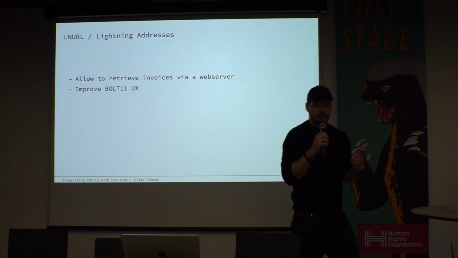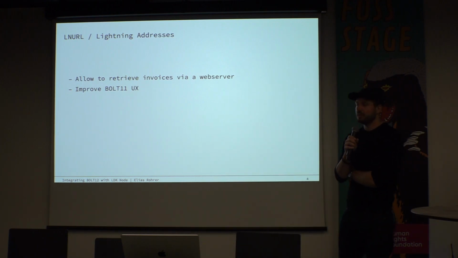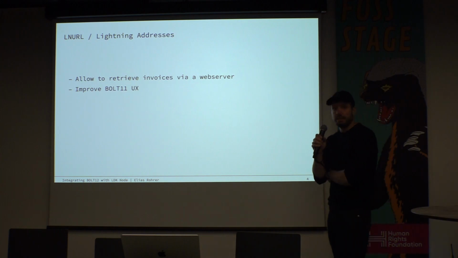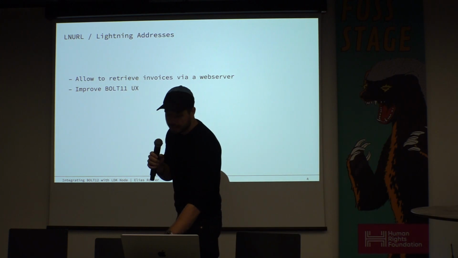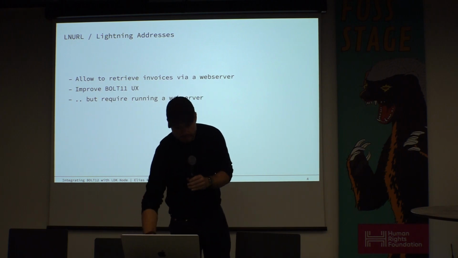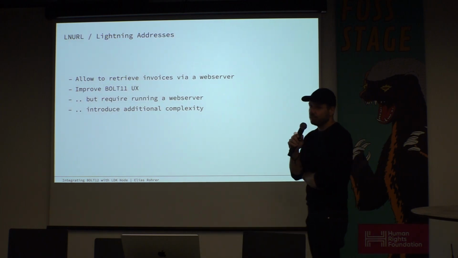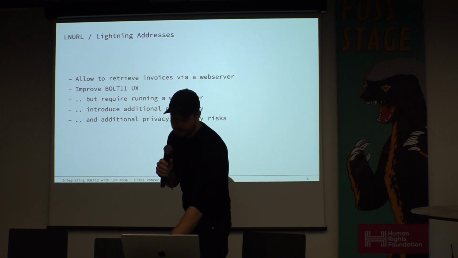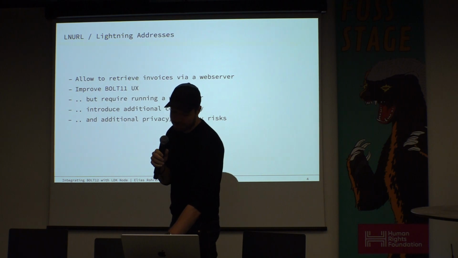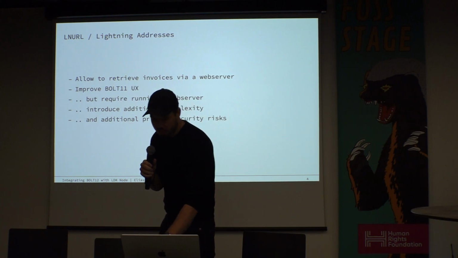LNURL, Lightning addresses, mitigate some of the UX issues just discussed. They allow you to retrieve individual invoices from a web server. So instead of asking your friend every time, hey, can you give me a new invoice, you ask a web server, hey, can I get a new invoice? And this improves the UX. The issue with that is it requires running a web server, which is annoying, because that is another tech stack you have to work with. It introduces additional complexity. And on top of that, there are additional privacy and security risks that come with the increased attack surface of running a web server. So it improved things considerably, but it's still not quite what we really want.